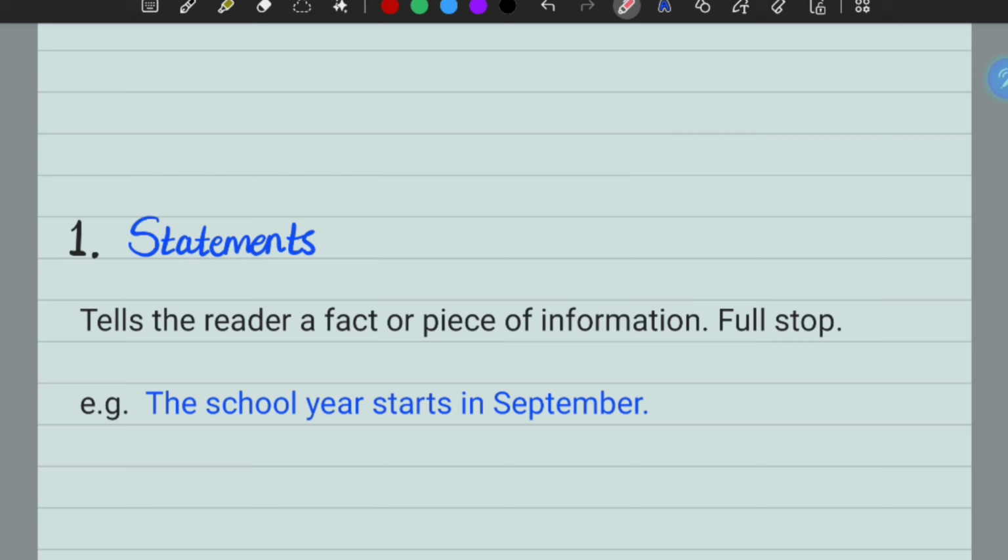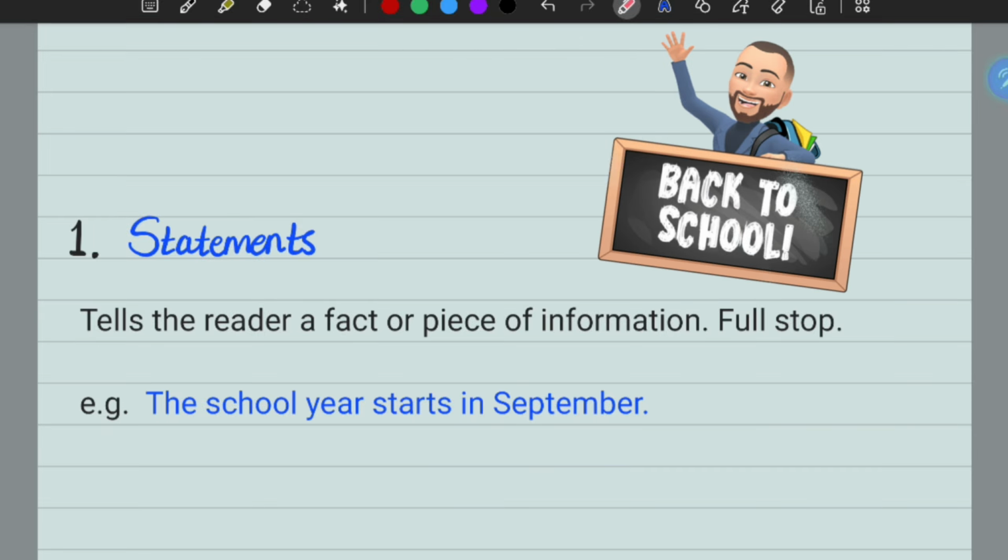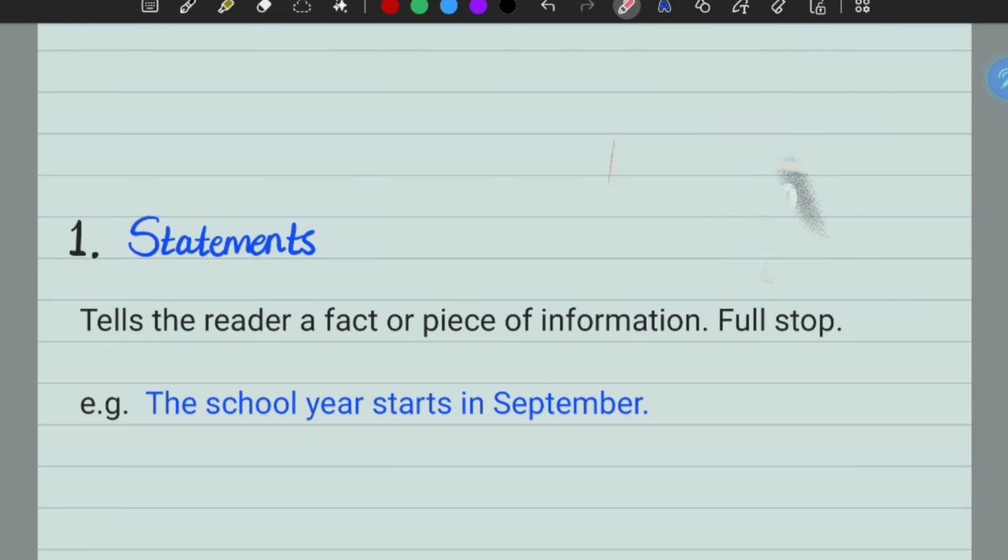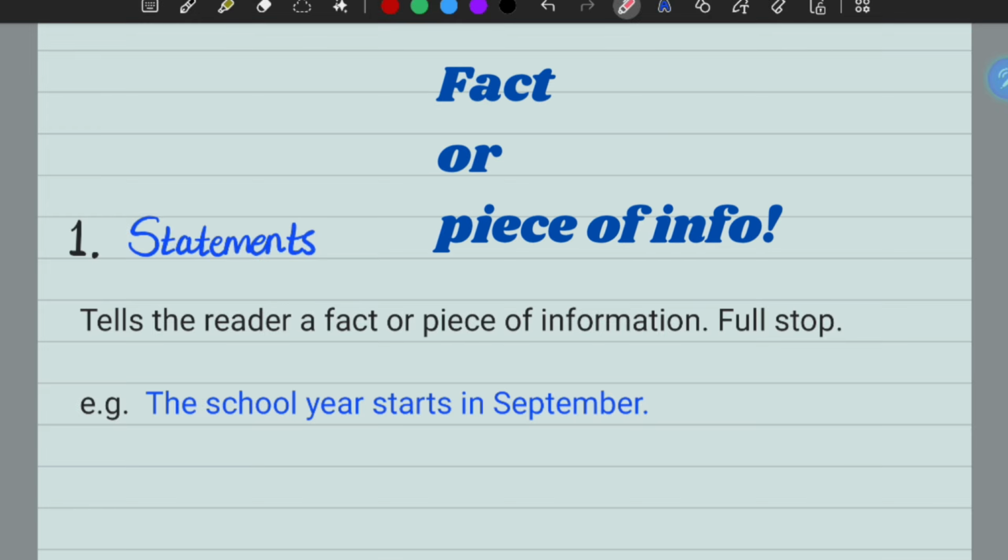Okay, so first up we've got statements. These, to be honest, are the most common sentence type. They tell the reader a fact or a piece of information, and they are always finished with a full stop. So here I've got an example for you. The school year starts in September. There's no opinion about that or anything strange. It's just a fact, unfortunately. So we have statements as option number 1 for a type of sentence. They tell the reader a fact or a piece of information.